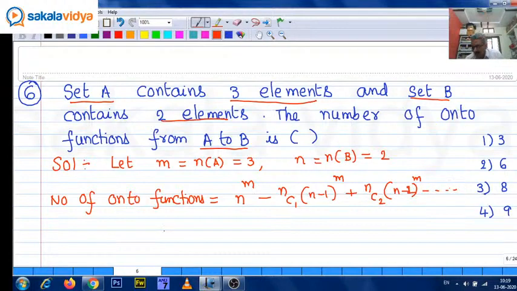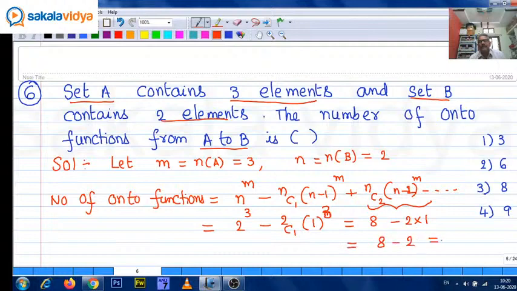Right. Let us substitute the value. Here n means 2, this will be 2 to the power of m minus 2C1 times (2 minus 1), which is 1, to the power of m. Because 2 minus 2 is 0, you need not write the further terms. Up to this is enough. So m means how much here? 3. This equals 2 cube is 8, 2C1 is 2 multiplied by 1. 8 minus 2, whose value is 6. That means the second option is the right option.